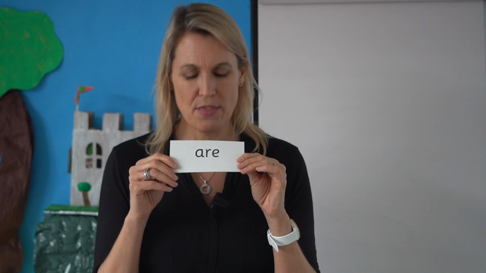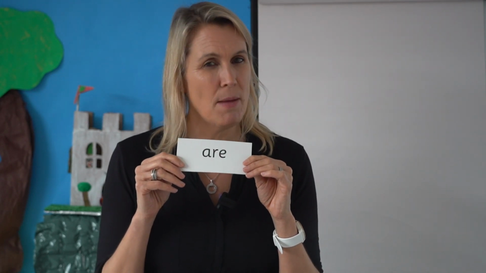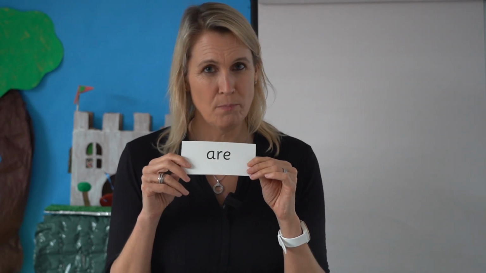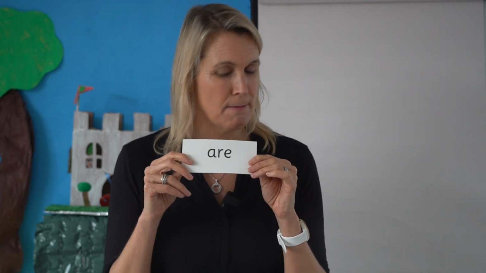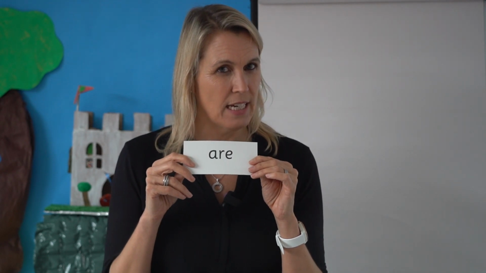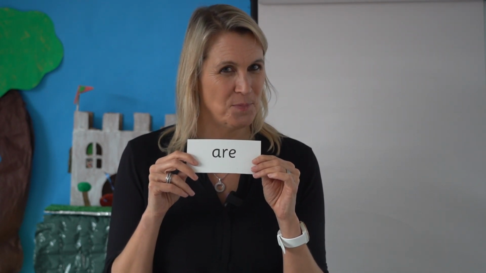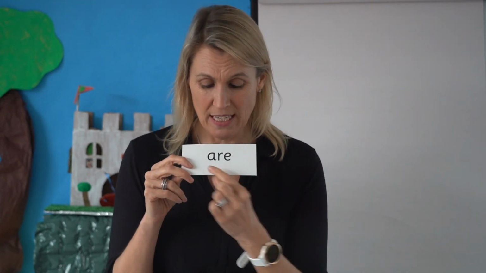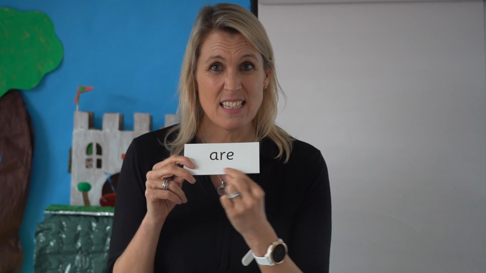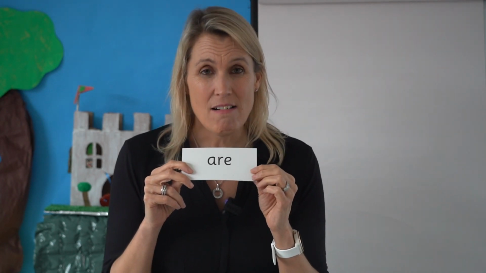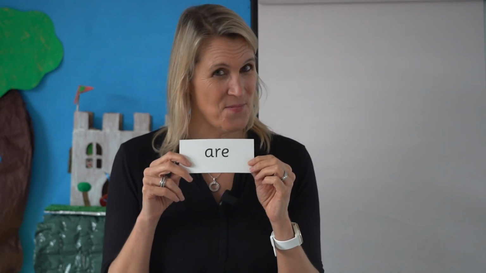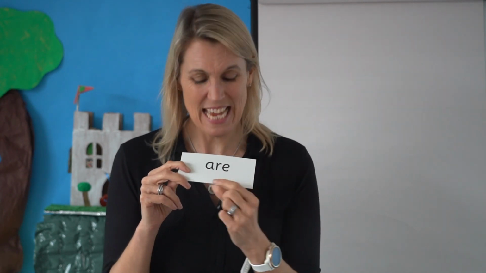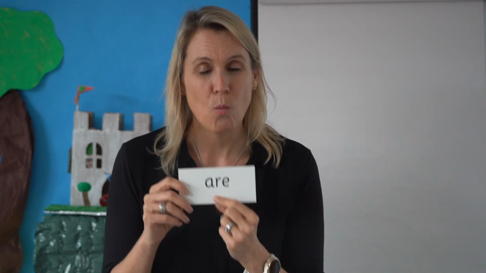Have a look at this. Can you remember why this word is tricky? You've seen it before. You know how to read it. Why is it tricky? Yes, it's tricky because these letters say R. Can you read the word? Yes, let's read it together. It says R. Well done.